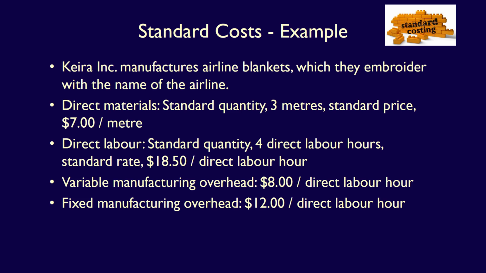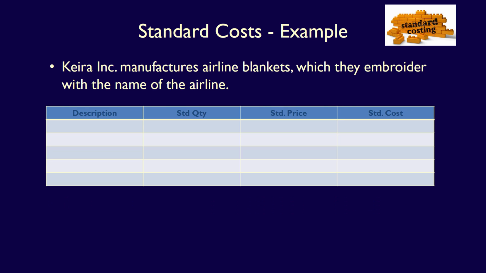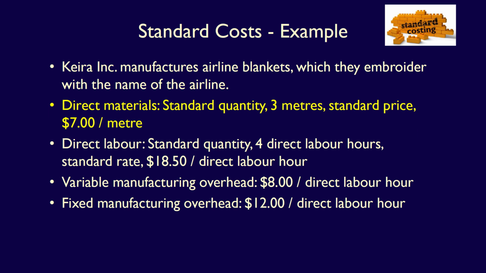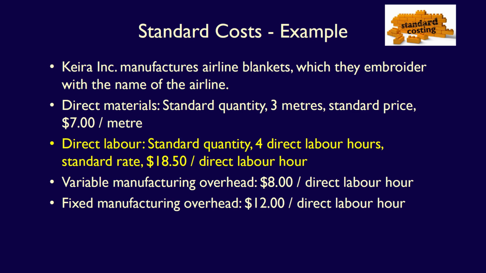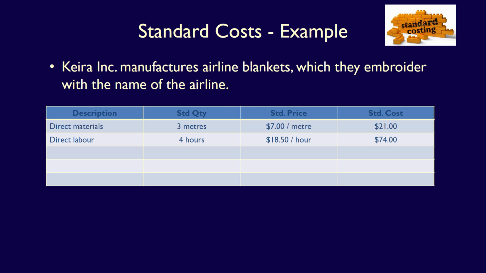Well, we can now determine the total standard cost per unit, which is the sum of the standard costs for the direct materials, direct labor, variable overhead, and the fixed overhead. We'll use a chart with the headings Description, Standard Quantity, Standard Price, and Standard Cost. We'll start by adding the direct materials from our example. Direct materials with a standard quantity of 3 meters and a standard price per meter of $7 has a total standard cost per unit of $21. We'll now add the direct labor from our example. Direct labor with a standard quantity of 4 direct labor hours and a standard rate per hour of $18.50 has a total standard cost per unit of $74.